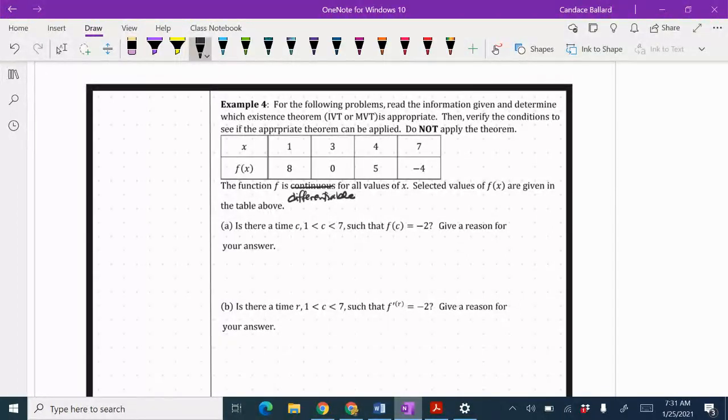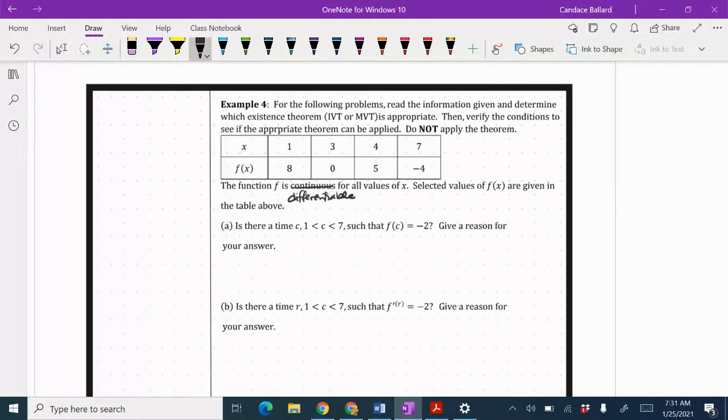These are very similar and usually pop up in free response questions phrased this way. So it'll be like part A or part C or B or something of a free response. There is a typo here. This should have said differentiable. So the function f is differentiable for all values of x. Selected values of x are given in the table above. So they ask a question, or they'll say must be.